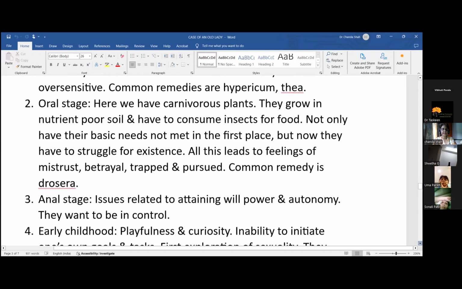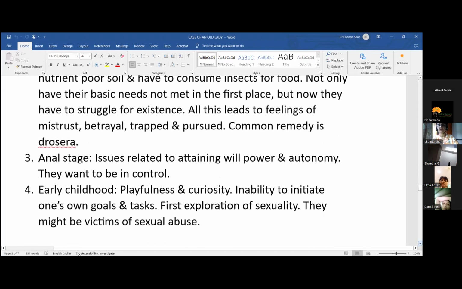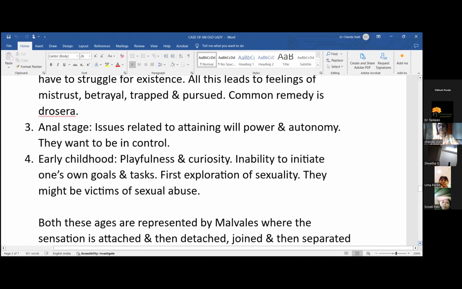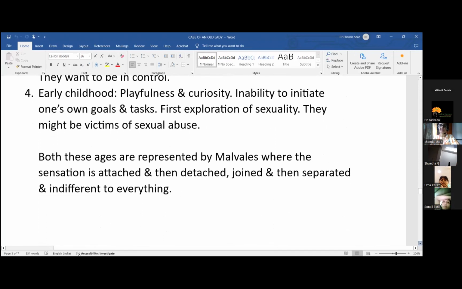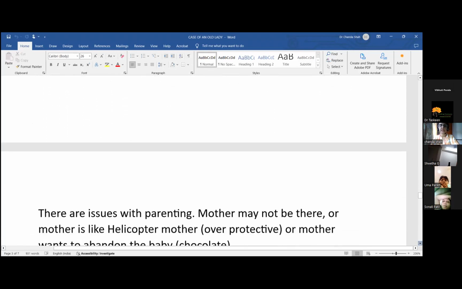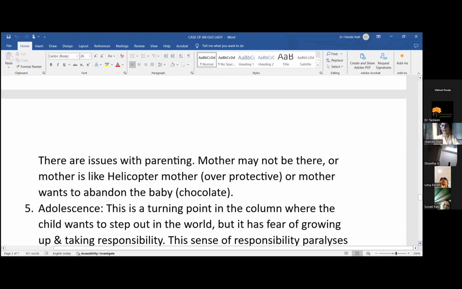Then we come to the anal stage. Anal stage is about issues relating to willpower, autonomy. They want to be in control, and there's early childhood, playfulness, curiosity, whatever. So both these ages are represented by malleus, where the sensation is attached, detached, joined, then separated, and indifferent to everything. Okay. So in this malleus, no, there are issues with parenting. Either mother may not be there, or mother is like a helicopter mother. That means overprotecting, doing everything for the child, feeding him, giving everything in hand. Okay. Or there can be other things like the mother wants to abandon the baby, like how we see in chocolate.